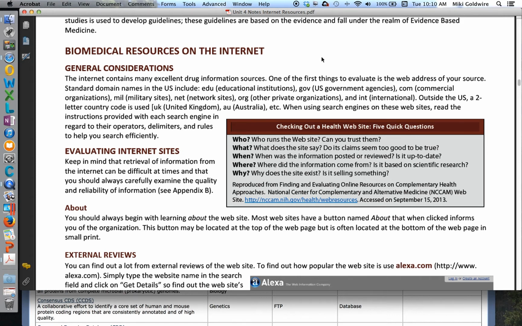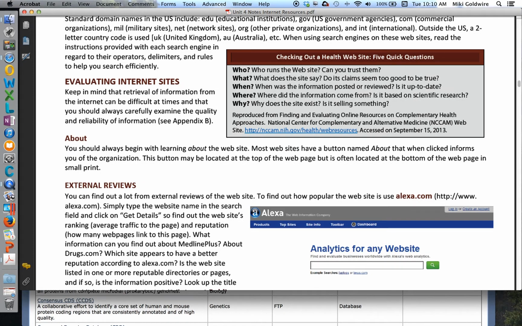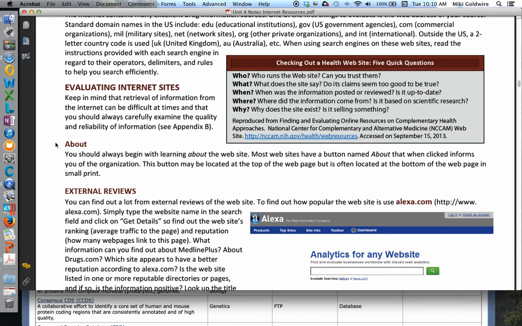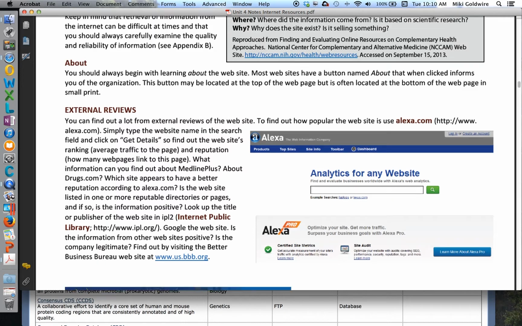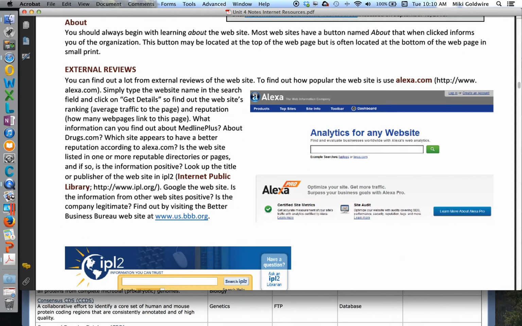Again, when you come to a website that you are not familiar with, always start with that About button, usually located near the bottom or the top, but that will tell you a little bit about the organization sponsoring that website. You can also get external reviews. You can find out a lot from these external reviews of the websites. You can use Alexa.com to find out how popular the website is. And here you simply type in the website name in the search field and click Get Details.